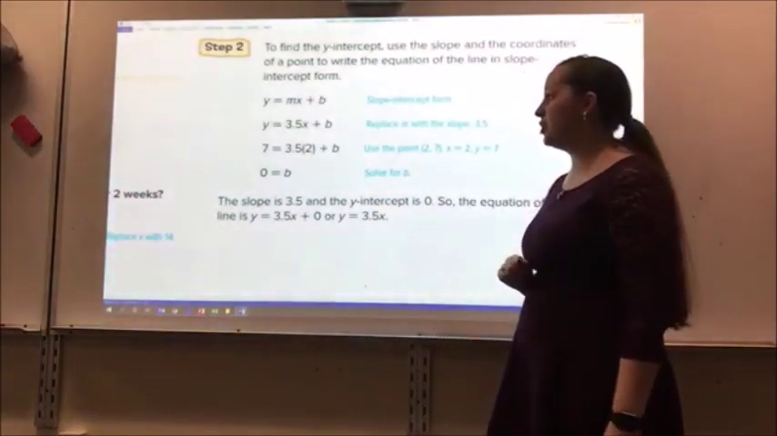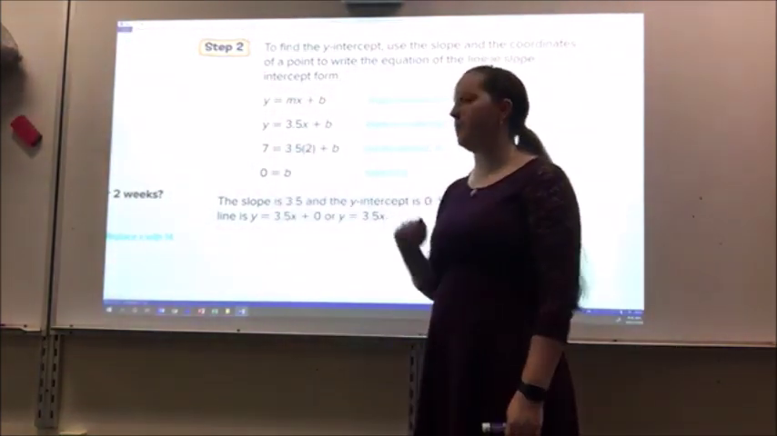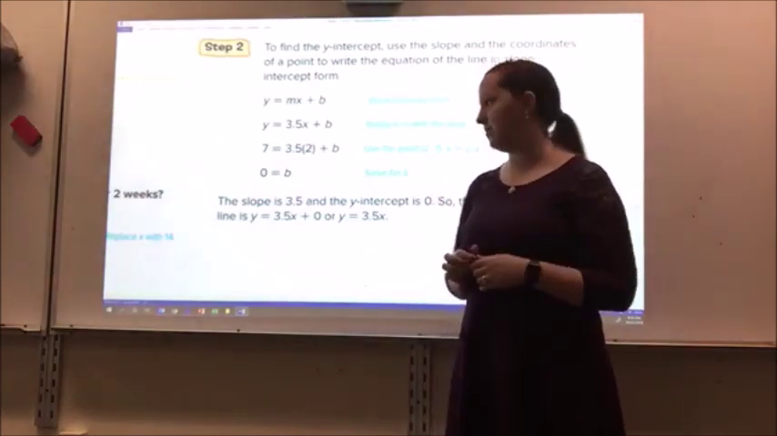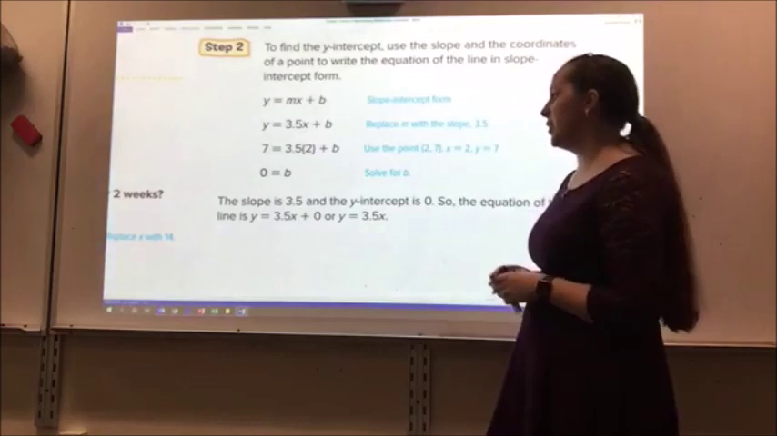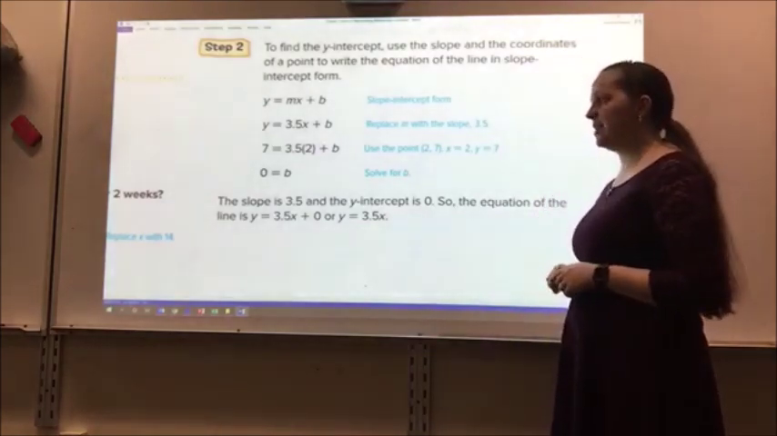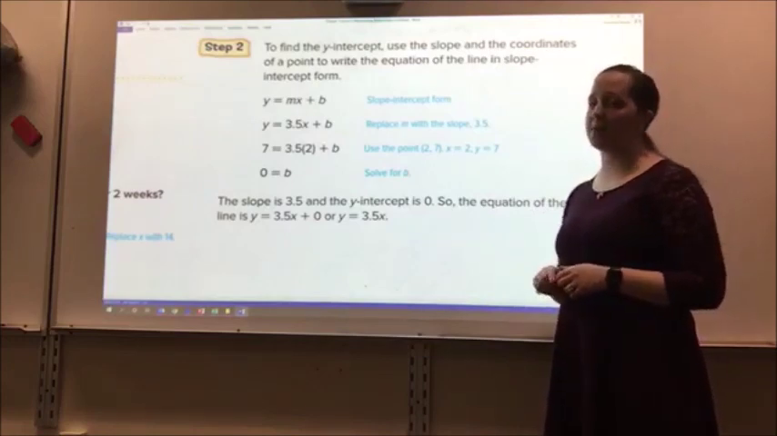3.5 times 2 is 7. So then I subtract in order to figure out what b is. Well, 7 plus something has to be 7. 7 plus 0 is 7, so b is 0. So the slope is 3.5 and the y-intercept is 0. So the equation of the line is y equals 3.5x plus 0, or y equals 3.5x.